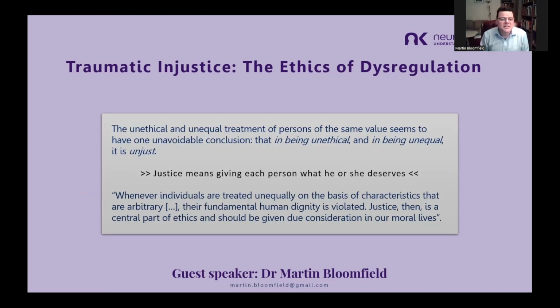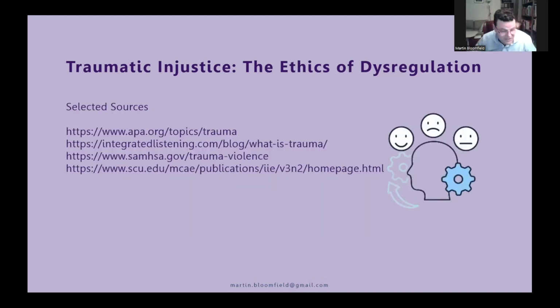And what we know is that the unethical and unequal treatment of persons of the same value seems to have one unavoidable conclusion, that in being unethical and in being unequal, it is unjust. Justice is defined as giving each person what he or she deserves. Whenever individuals are treated unequally on the basis of characteristics that are arbitrary, their fundamental human dignity is violated. Justice, then, is a central part of ethics and should be given due consideration in our moral lives. And this is the point of what I'm saying to you, that the way that people treat those of us who are neurodivergent, it brings about trauma, it brings about dysregulation, and it brings about ethical injustice. And if you want to see some of the sources, there we have them.